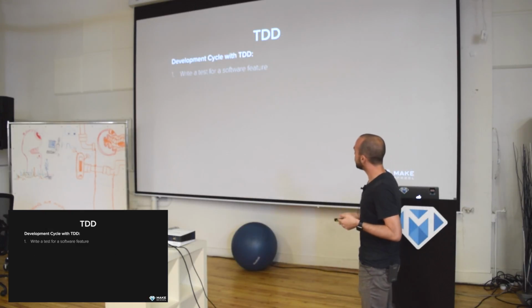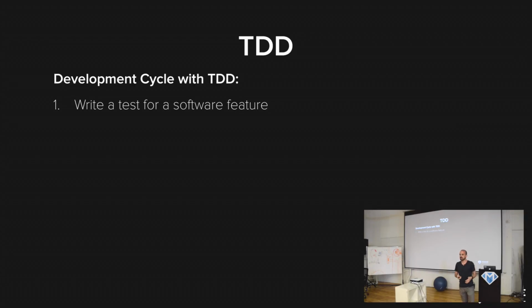The process is that you first write a test. So you basically write a piece of software that runs your application, performs a certain input, and expects a certain output. Then you run that test, and because the application doesn't have the feature you're testing for yet, that test will fail.